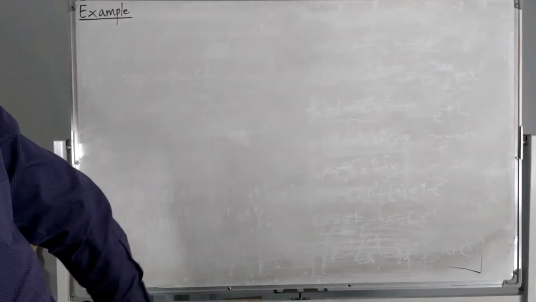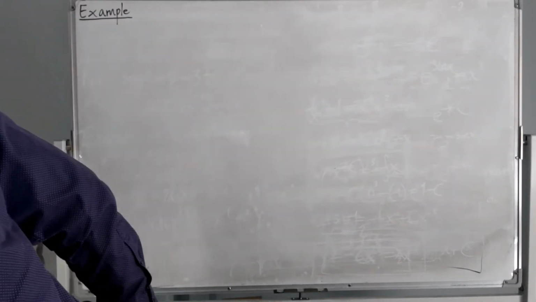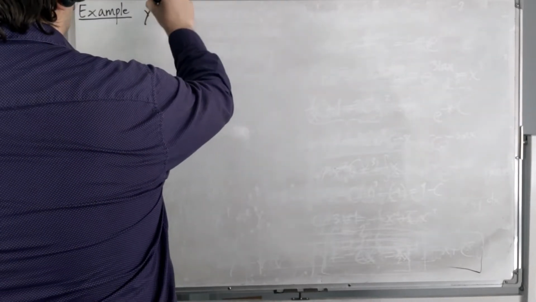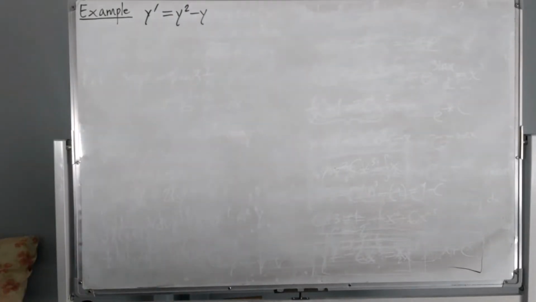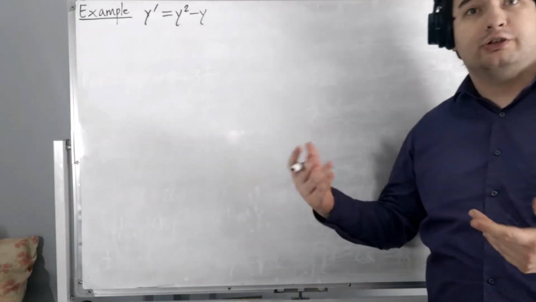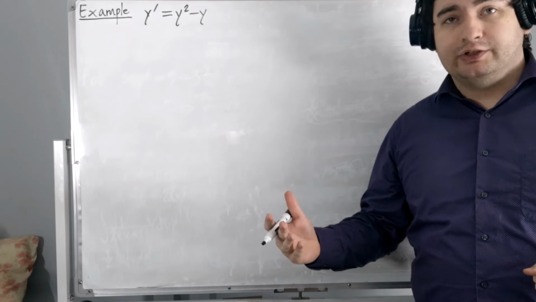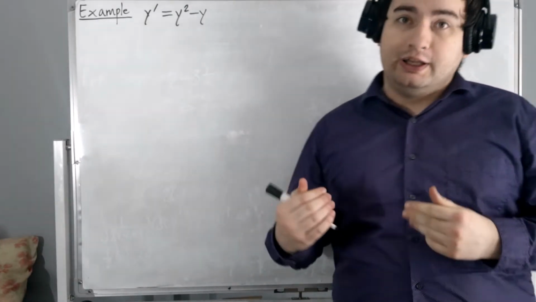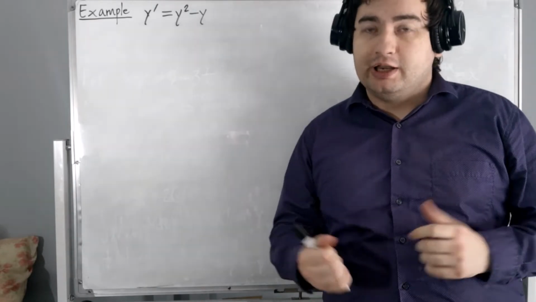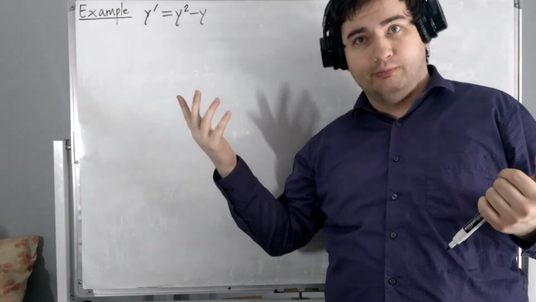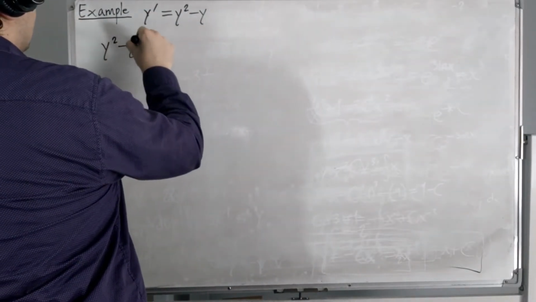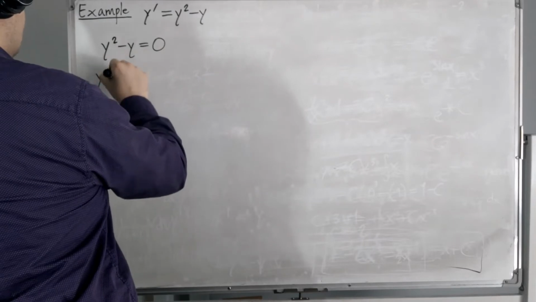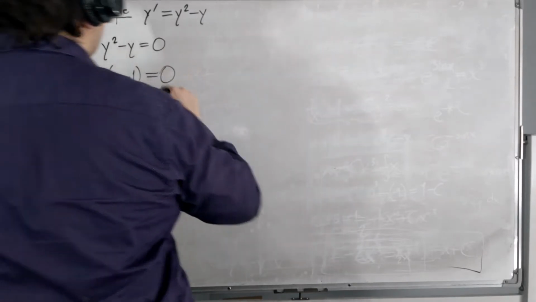Okay, same directions. We're going to sketch all the solution curves of the autonomous ODE y prime equals y squared minus y. So, first thing we have to do is find the equilibrium solutions. That means setting the right-hand side to 0. So let's see here. We have y squared minus y equals 0. That's the same as saying y times y minus 1 is equal to 0.